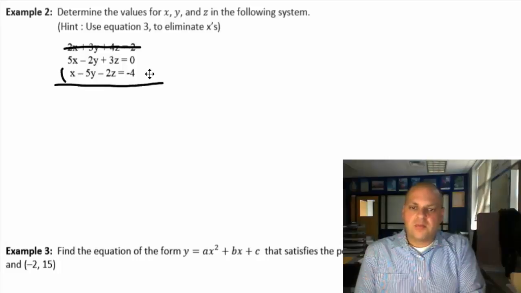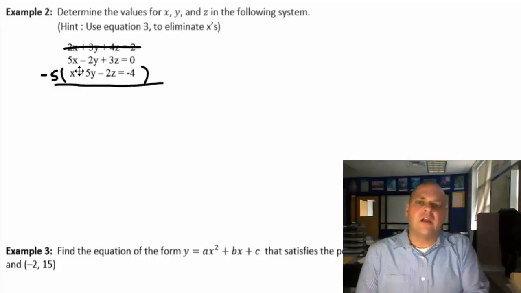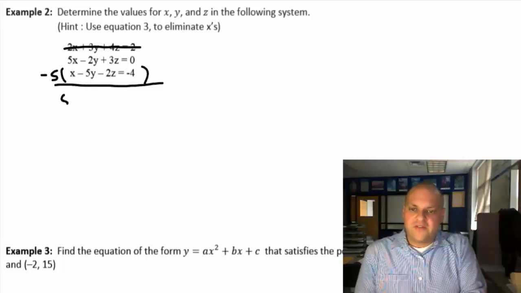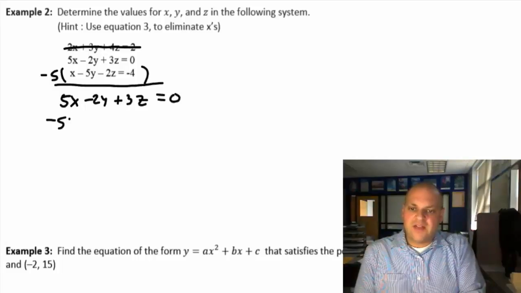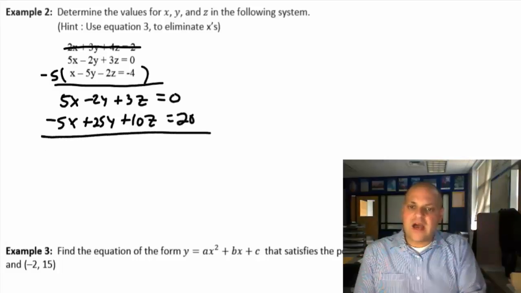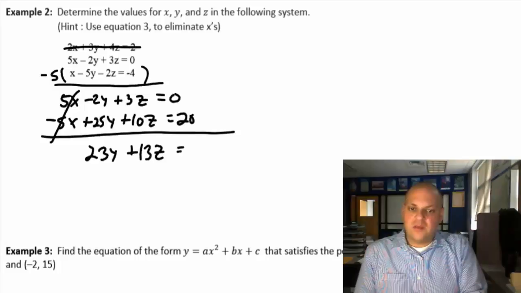So what we're going to do is multiply this one by a -5. And the reason why is because I can get a 5x minus 5x, like you kind of did in another lesson. So we're going to have 5x minus 2y plus 3z equals 0. And then minus 5x plus 25y plus 10z equals 20. So now my x drops out, and I have 23y plus 13z equals 20.